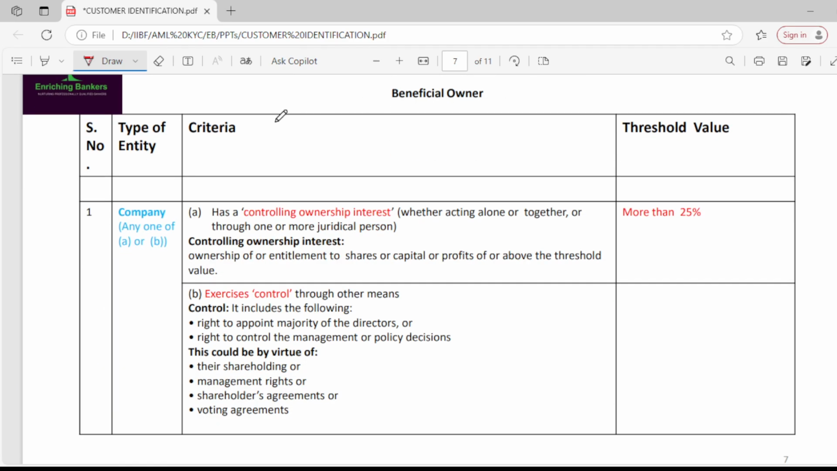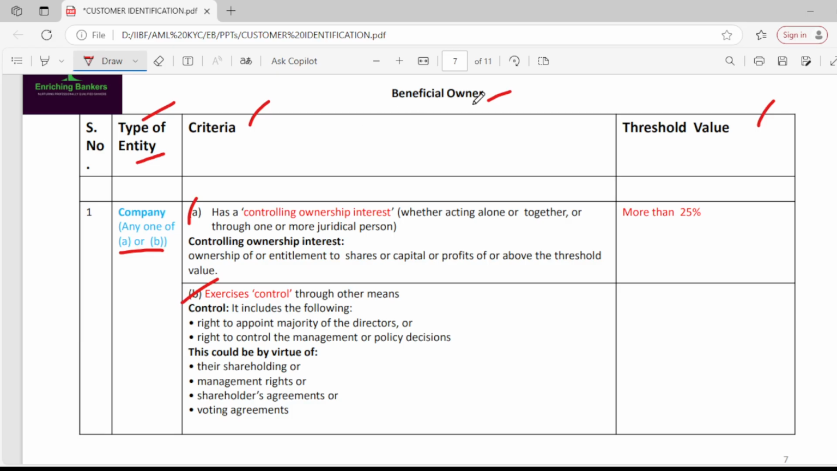Here a table is given for determining beneficial owner for various types of entities. Three columns are given: type of entity, criteria, and threshold value. The first entity is company. For company, two criteria are given for determining beneficial owner.